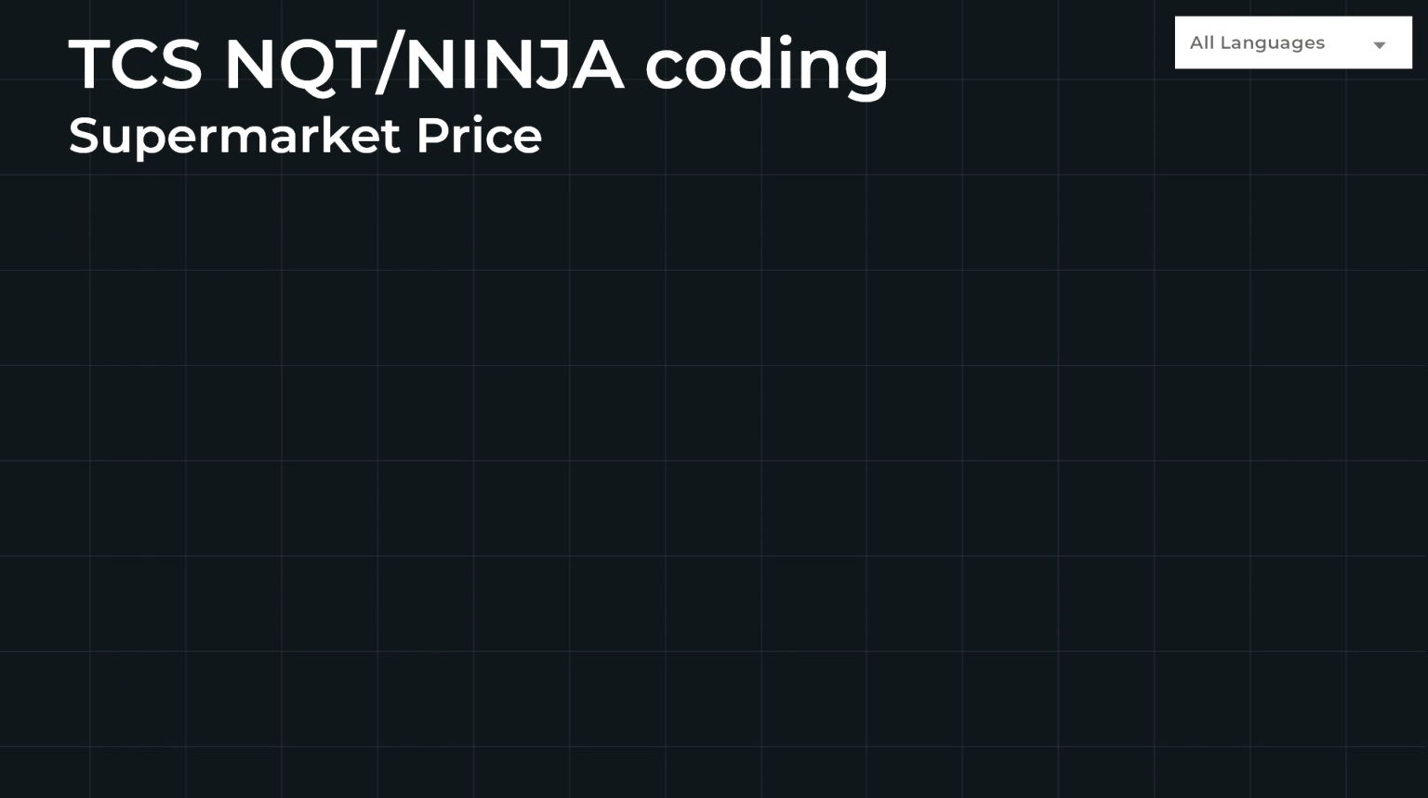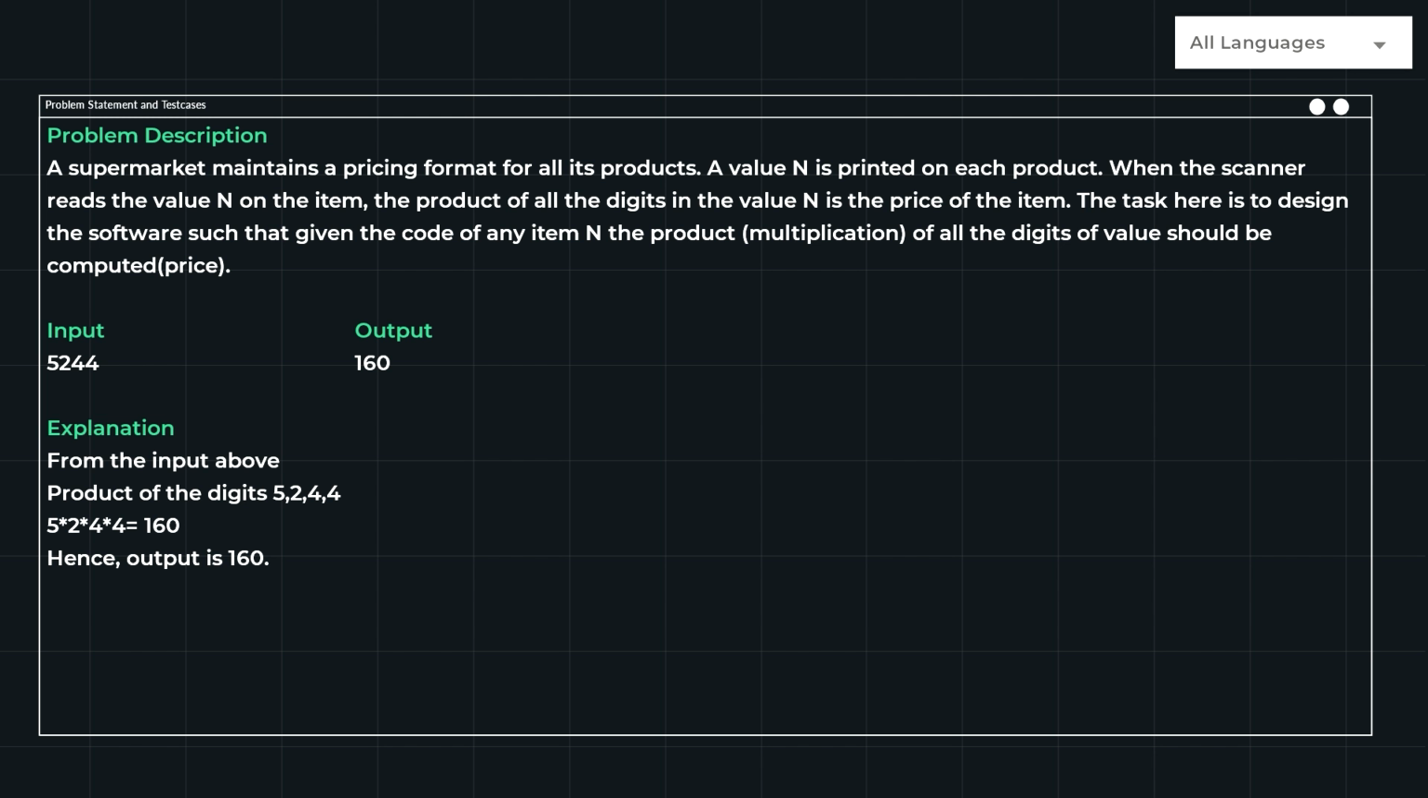Now the first code we are going to discuss is supermarket price. At first, let me say there is actually no name for the codes; I am naming them as per my thoughts. This problem says that you will be given a number, let's say 5244, and you have to multiply all the digits of the number. So you are doing 5 into 2 into 4 into 4. That will be 160, and you have to print that out.